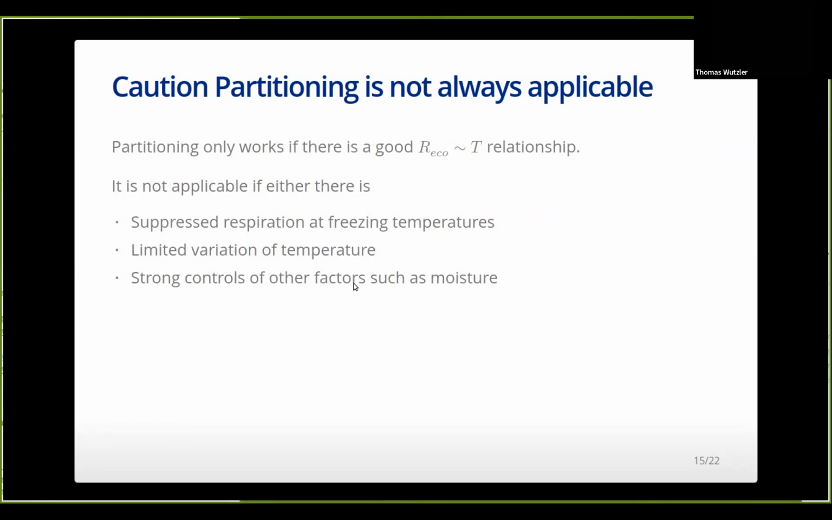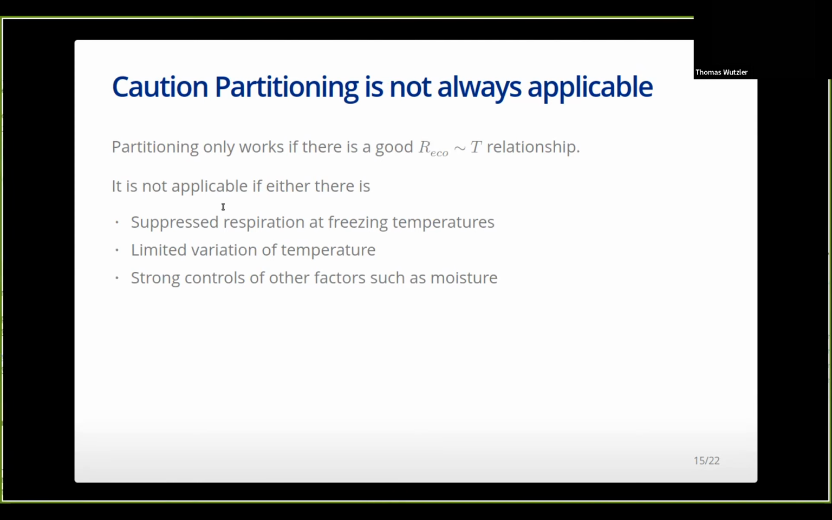A word of caution: all those methods rely on you having a good relationship between your ecosystem respiration and temperature. If moisture is really influencing respiration, or if you have very cold conditions below freezing, the respiration will not really increase from -5 to -2°C, or also in tropical conditions where it's warm all the time, and other factors influence the ecosystem respiration, this just does not work.